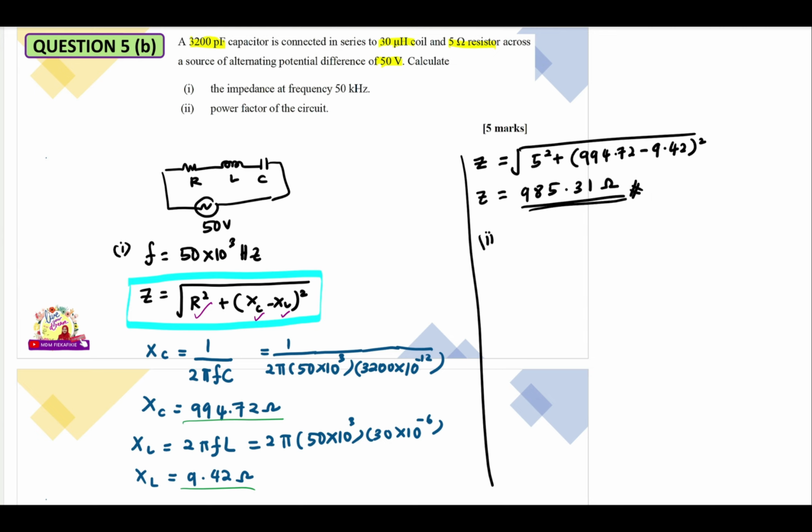Okay. And then question number 2, power factor of the circuit. Many of you have memorised the equation of power factor is cos phi. Cos phi is equal to R over Z. So, if you already have the values of R and Z, you can straightly use this equation. No problem. You want to find the power factor. R is 5, Z we calculated earlier. Oh, it's easy to get the answer. So, this is the answer for power factor. And remember, power factor has no unit, so don't put a unit.